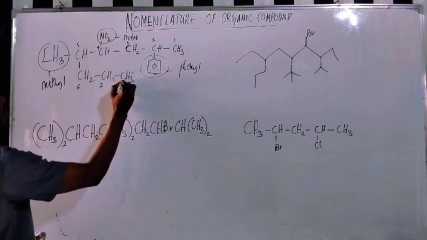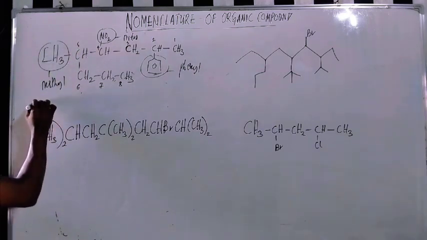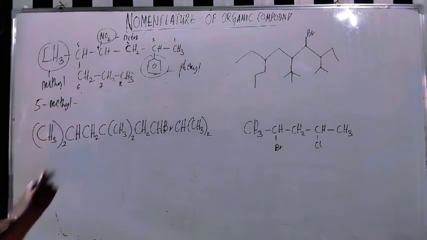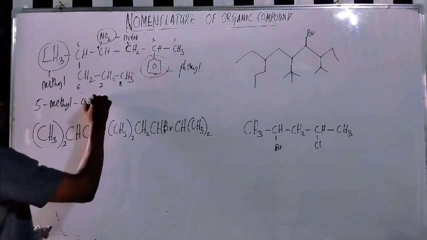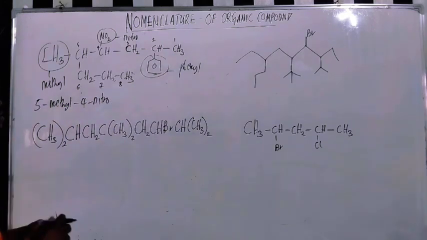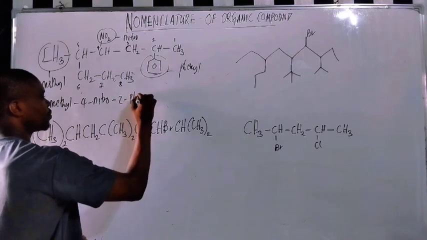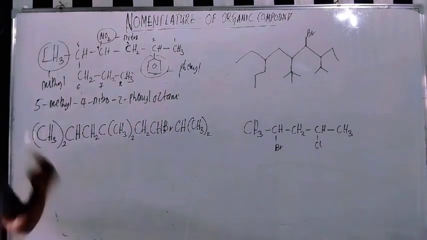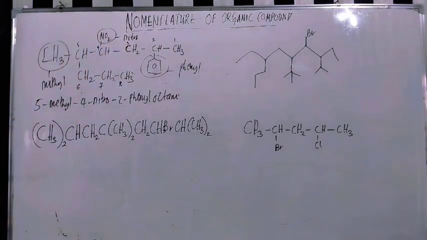Methyl is at position 5, so it will be 5-methyl. Then at position 4, I have a nitro, so it will be 4-nitro. At position 2, I have phenyl, so you go 2-phenyl octane. Can you see that? So that is the name of this compound here.